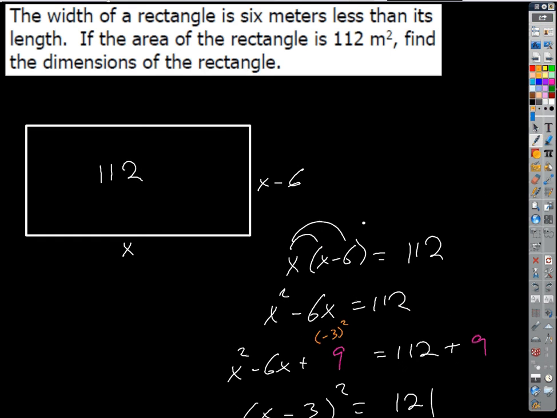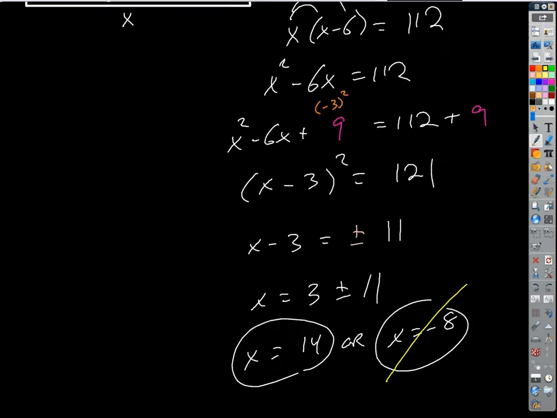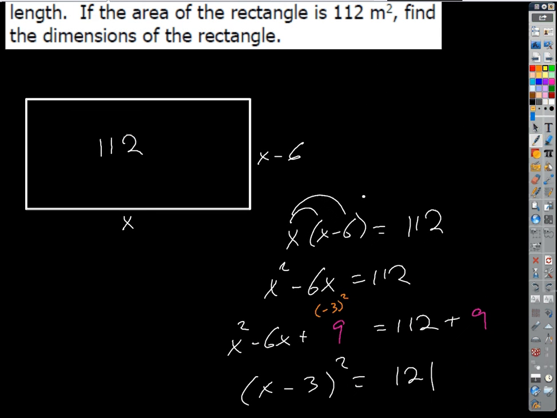Because our answer wanted to know what the dimensions are. So what are the dimensions then? 14 and 8. So this one's going to be 14, and this one's going to be 8, right? If I evaluate each of those dimensions when x equals 14. Okay, make sense? Yes. So 14 meters by 8 meters.